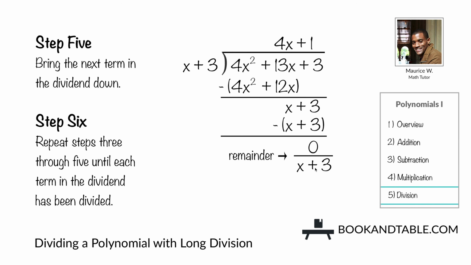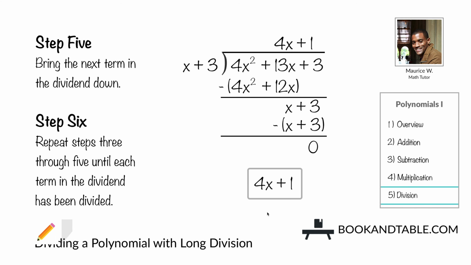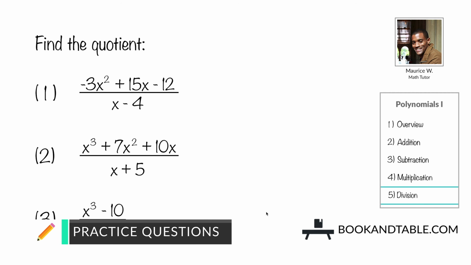0 divided by anything is 0, so we do not need to add this to our answer. But if it were anything other than 0, then you would need to add the remainder to your answer. So the quotient of 4x squared plus 13x plus 3 divided by x plus 3 is equal to 4x plus 1. So that is how you divide a polynomial using long division. Let's have you complete a few practice questions.